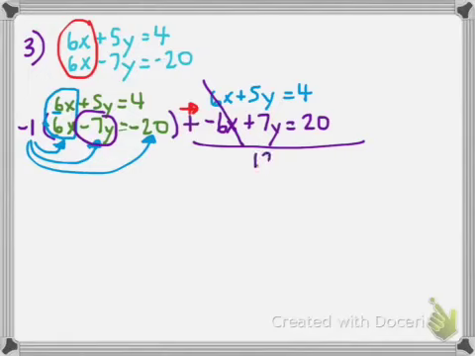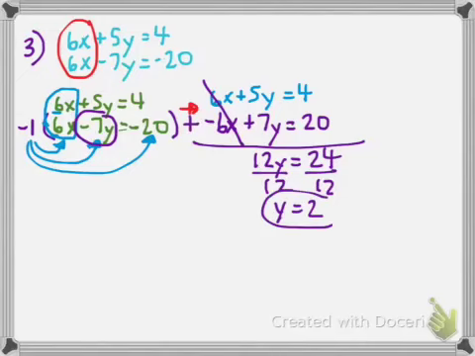5y plus 7y is 12y. 4 plus 20 is 24. Oops, forgot my equal sign. Then divide both sides by 12. I get y equals 2.